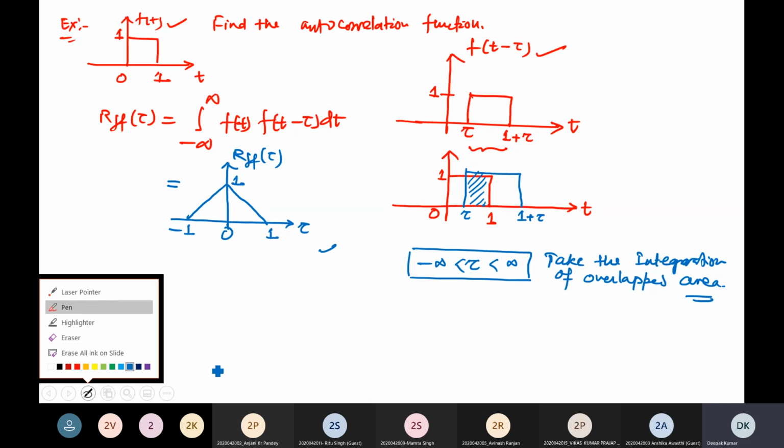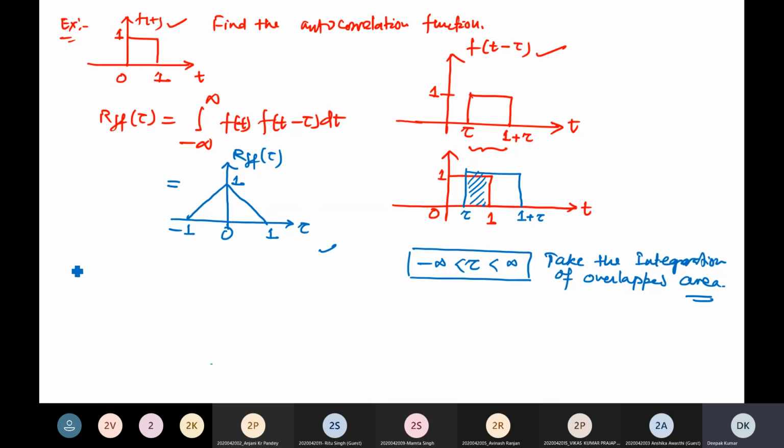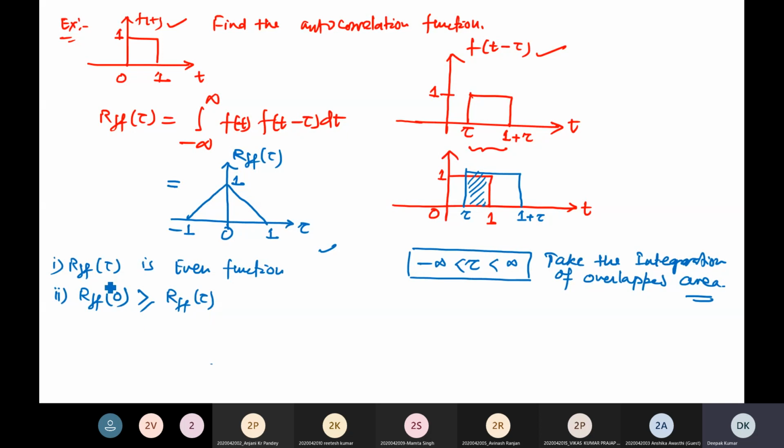And in this graph you can observe that Rf of tau is an even function. Always this will be an even function, meaning the similar waveform is present in the first quadrant and the second quadrant. So this is a very important property of Rf of tau. Another important property is that Rf of tau at 0 will always be greater than or equal to any other value of tau. That is, Rf of 0 is the maximum value. These are the two or three important properties.